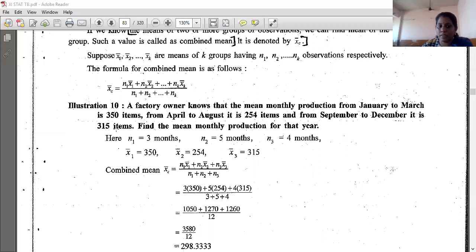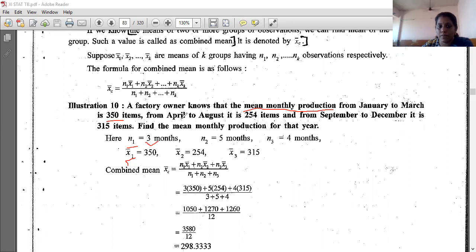So here, what will you take for N1? Months are given, January to March. So January, February, March, 3 months. So here N1 is 3 months and X bar 1 is 350. This is the mean. They have given in the question itself that it is the mean. See, mean monthly production is given, and mean monthly production is 350. That means this is our mean. And N1 is 3 months, that is January to March.